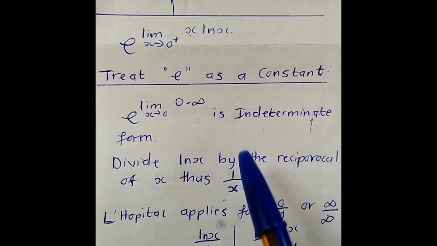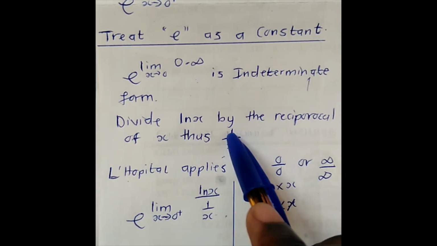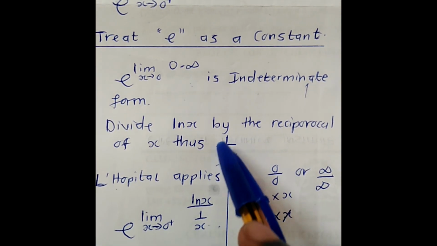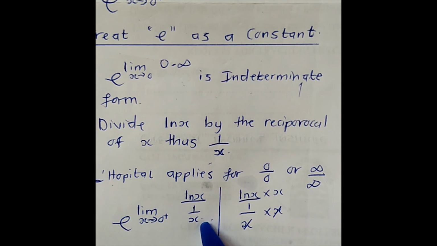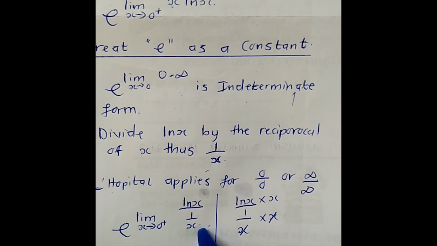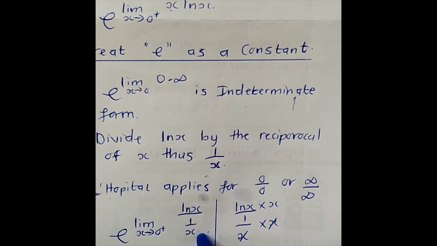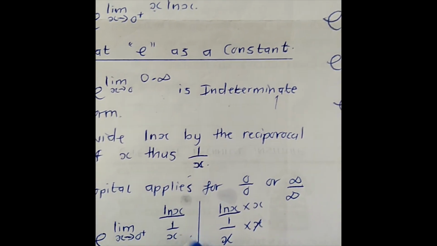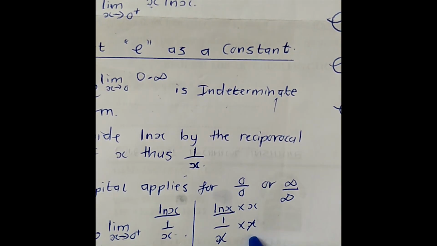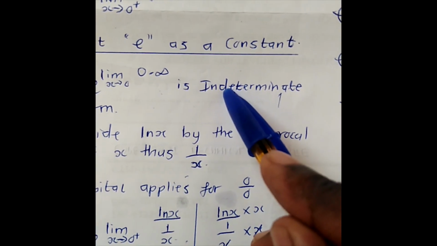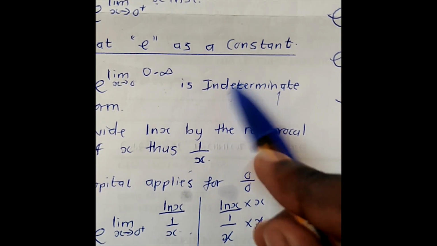Now, the next thing we are going to do is we have to write ln x over 1 over x, which makes no difference to the previous question, because when you multiply x by the denominator and the numerator, we're able to obtain the same as the question.